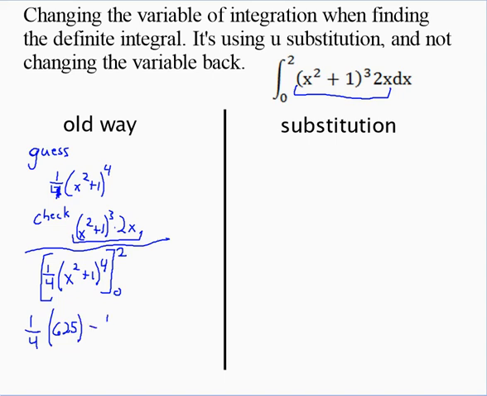And then we subtract when we put in 0. Well, 0 squared is 0 plus 1 is 1. 1 to the 4th is 1. So 1/4 times 1. Probably don't really need that there. But we have 625/4 minus 1/4 is 624/4. And we divide that and we get 156. So that's what we would have done in the past, finding the definite integral.